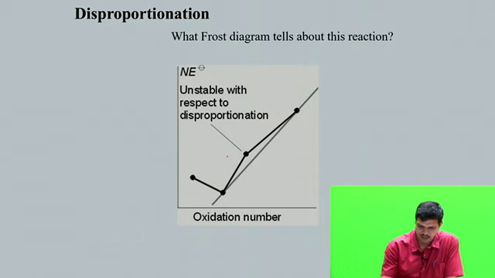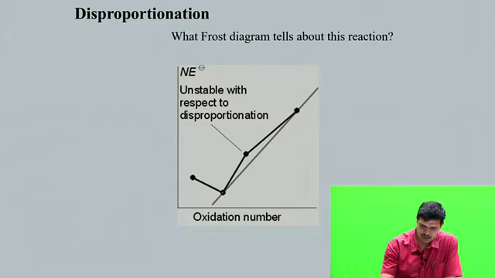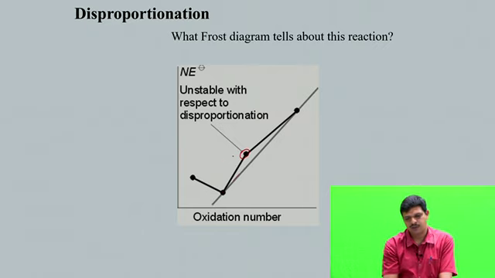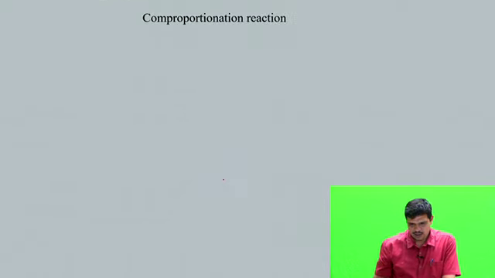Like here, in a Frost diagram, if you see three species and you draw a line between this species and this species, and you see that any other species exists above the line, then this is unstable with respect to disproportionation reactions. So, this one will undergo disproportionation to this species and this species.